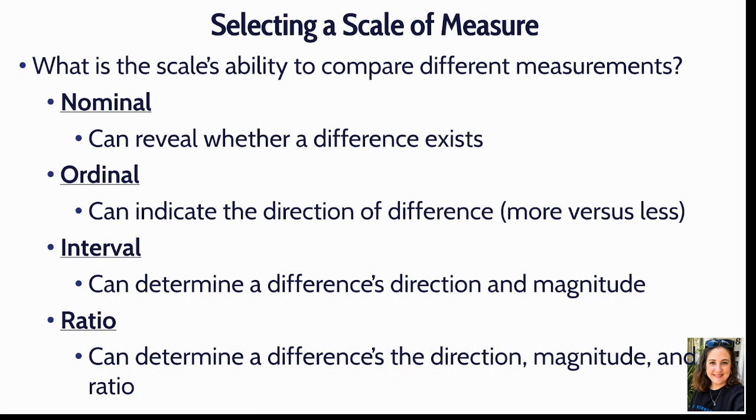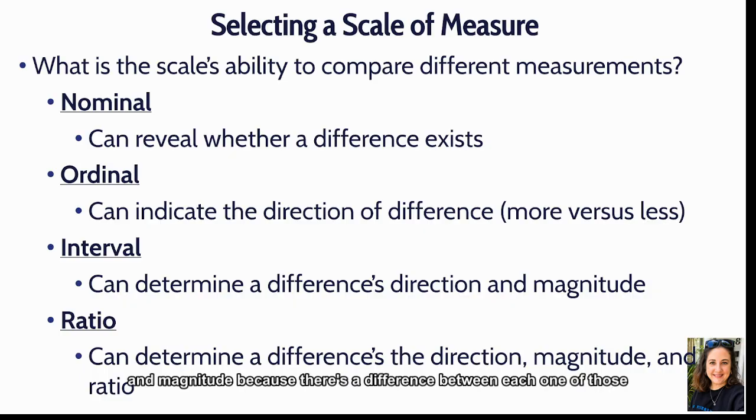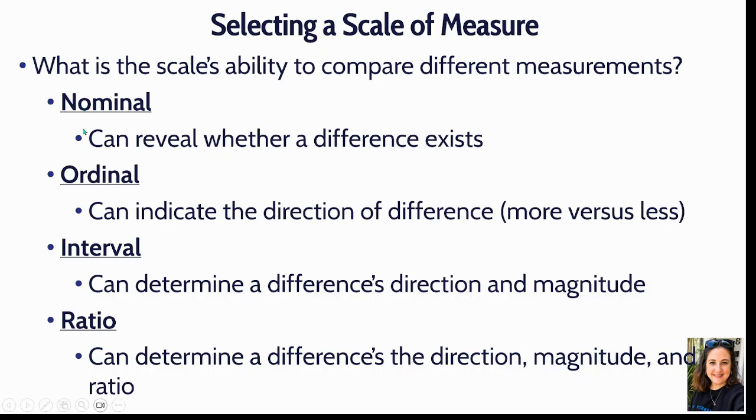Ordinal can then tell me a direction. Is it larger? Is it smaller? Is it shorter? Is it taller? Interval can then tell me the direction and the magnitude because there's a difference between each one of those intervals. And then if I add a 0 to that, now I can calculate a ratio. So what you can see here is that as you go from nominal to ordinal, interval, and ratio, the complexity of the measurement gets a little bit more. It increases a little bit.